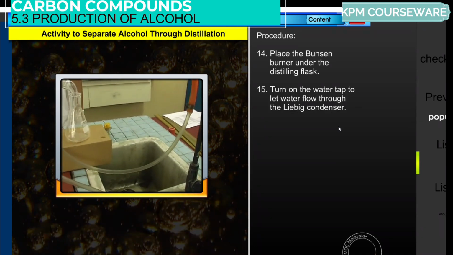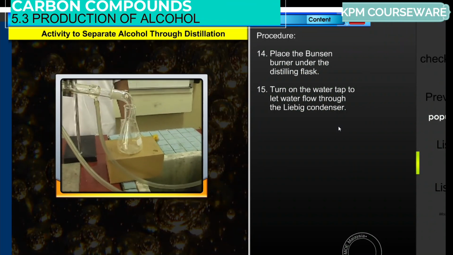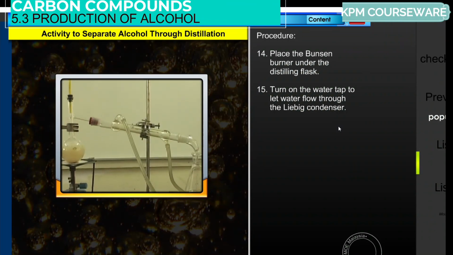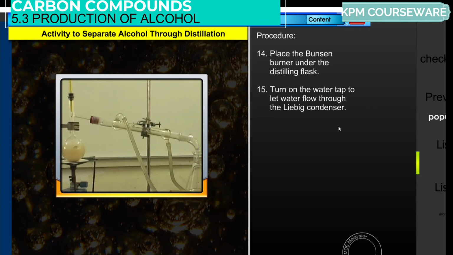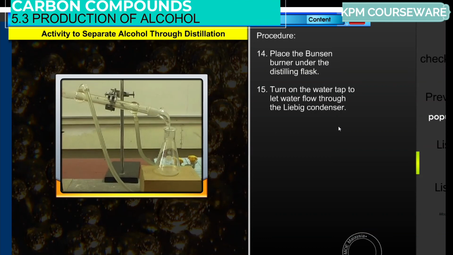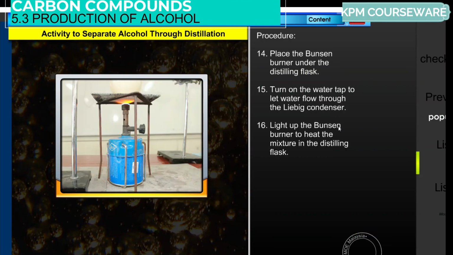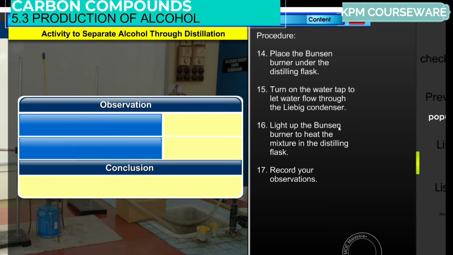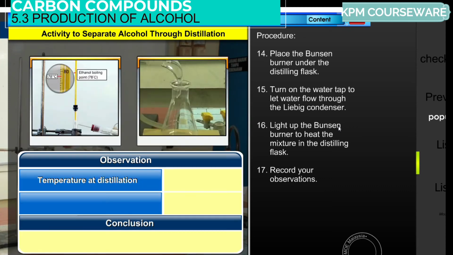Turn on the water tap to let water flow through the Liebig condenser. The water in the Liebig condenser provides a cooler environment so that the hot vapor condenses into the liquid form. Light up the Bunsen burner to heat the mixture in the distilling flask. Record your observations. Record the temperature when the first drop of condensed vapor falls into the conical flask. This is the temperature at which ethanol is distilled.